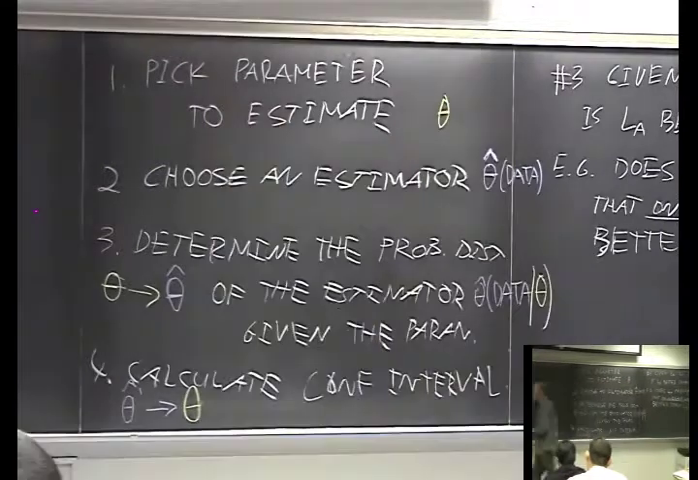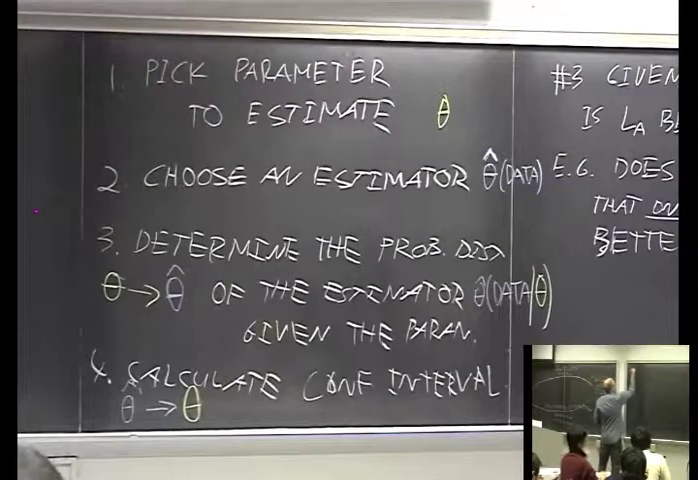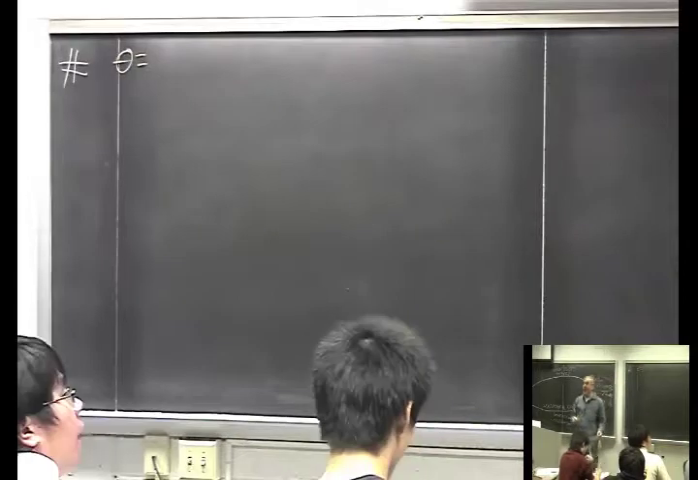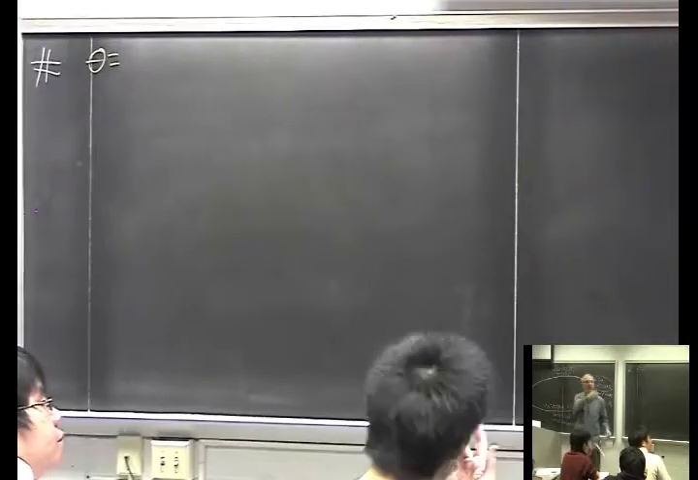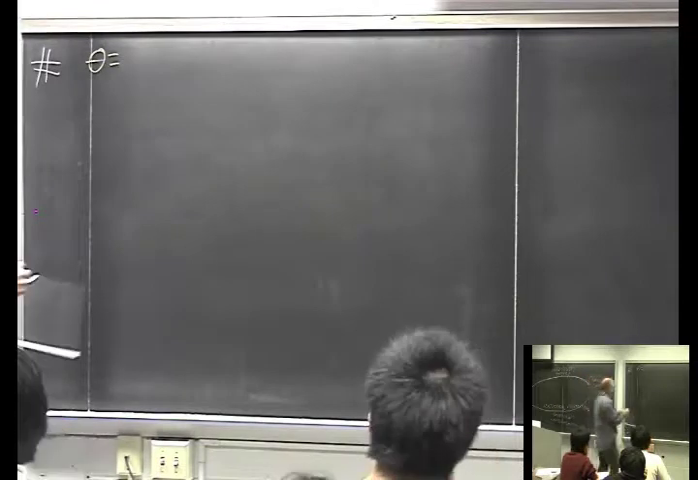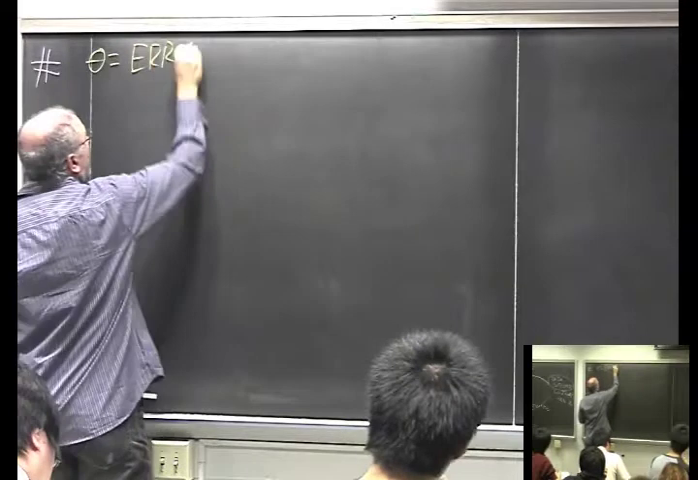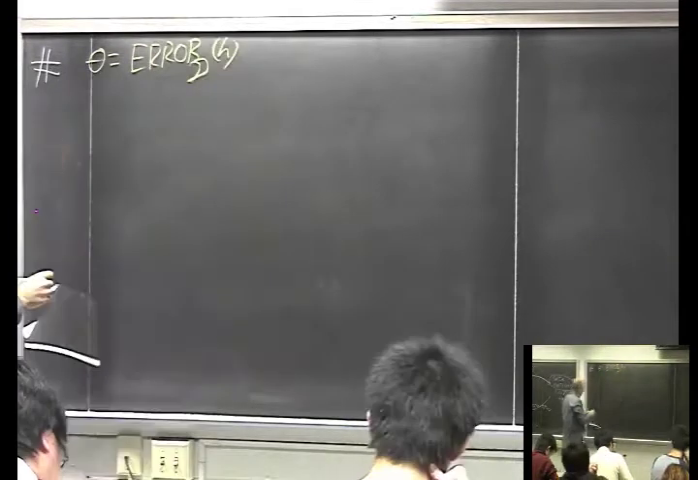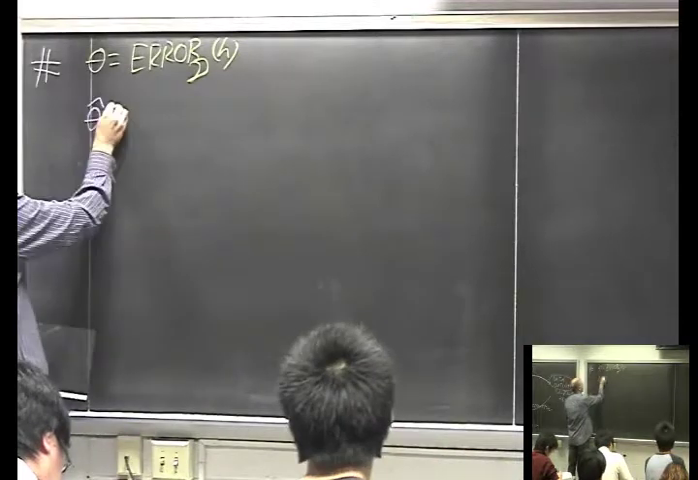here's my white here. The first problem, what is theta? What is green theta? Somebody. What is the true parameter that we're trying to estimate? True error. Error curly d of h. What is theta hat? Which is a function of the data.